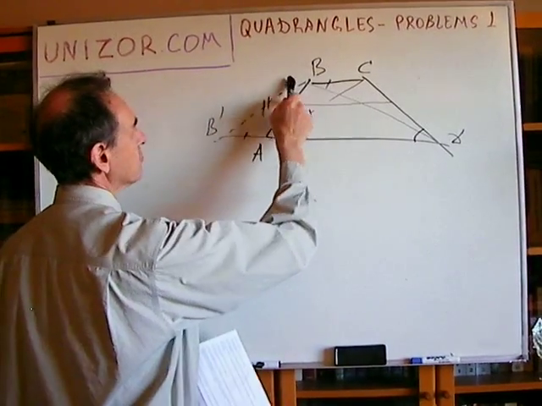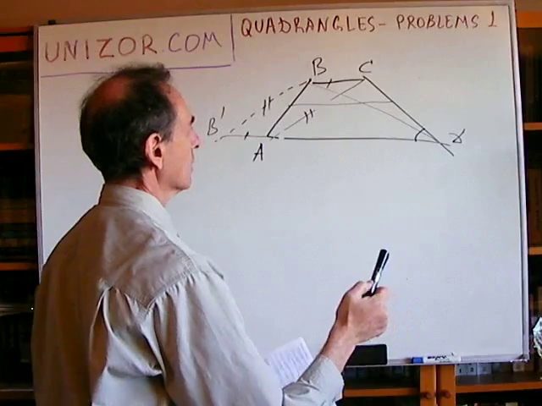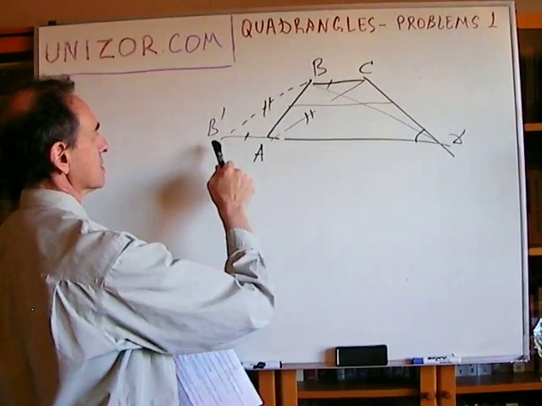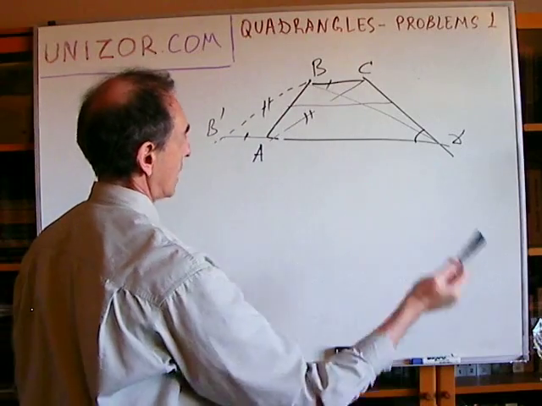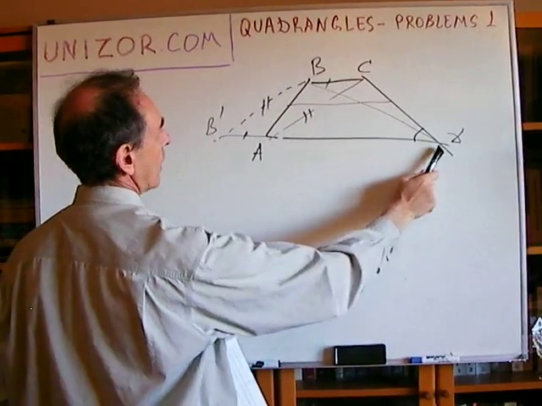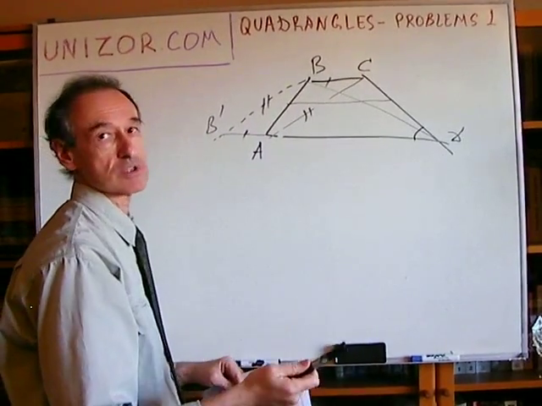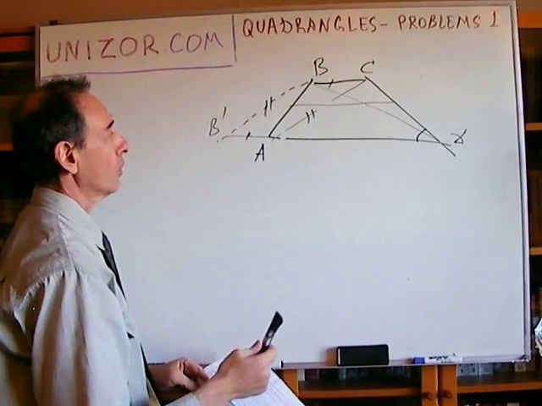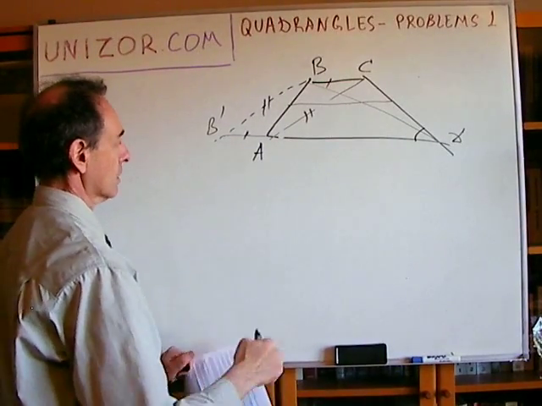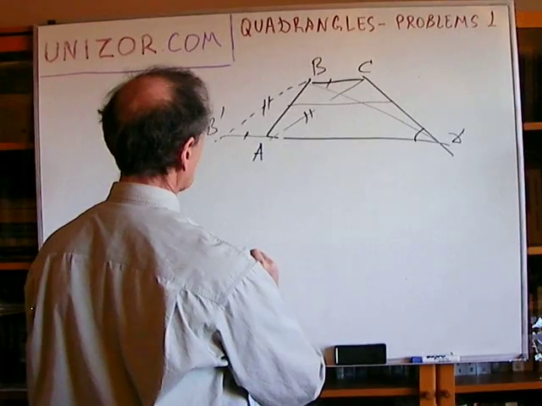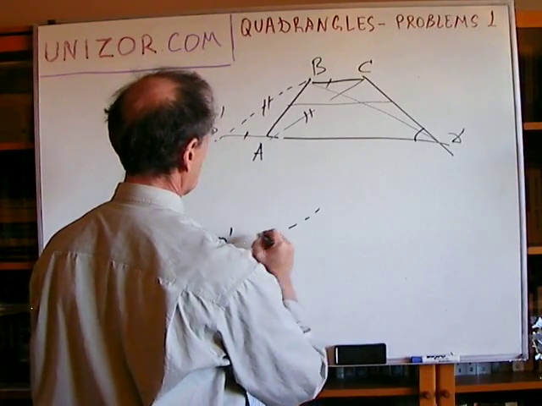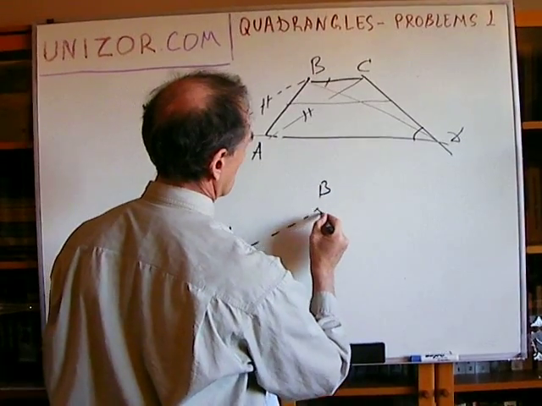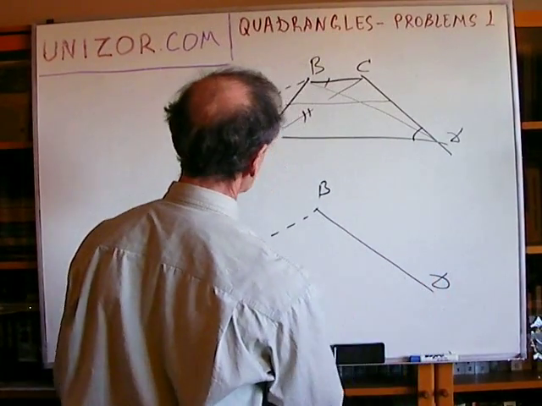So B prime B D is a triangle where we know all three elements. B prime B is equal to diagonal AC, BD is another diagonal which is known, and B prime D is double the median, which is also known. So we know all three elements of this triangle, and that's how we can build it. So let's build B prime B D. So we got this triangle.